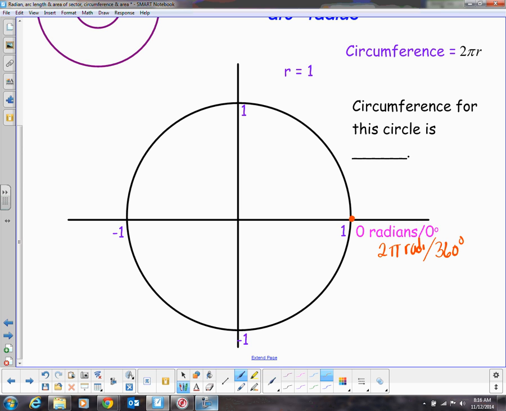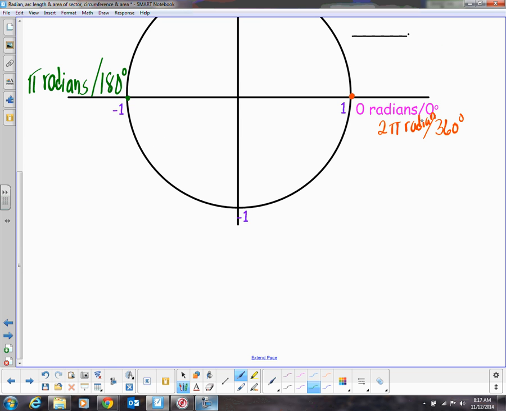Yes. Okay, I kind of abbreviated that. Now, what is it if I travel from here to here? Okay, that's 180 degrees or 1 pi radians. Excellent. All right. And that is the key. This is where we get our conversion factor. We know that pi radians is the same as 180 degrees.